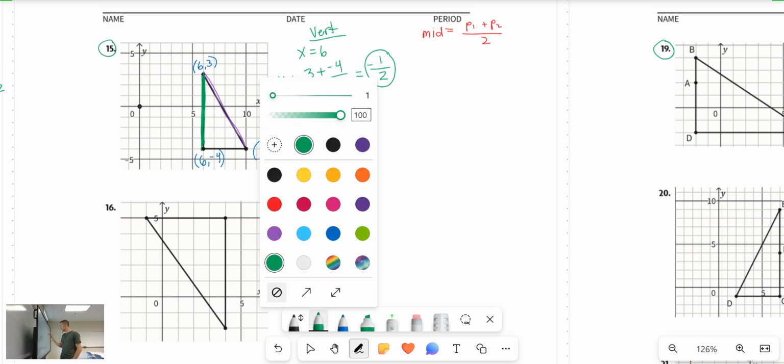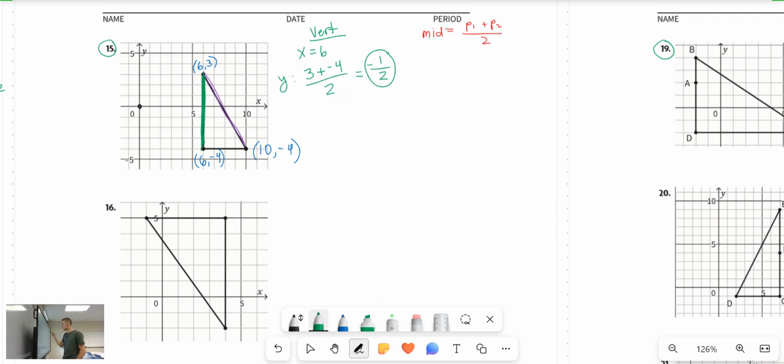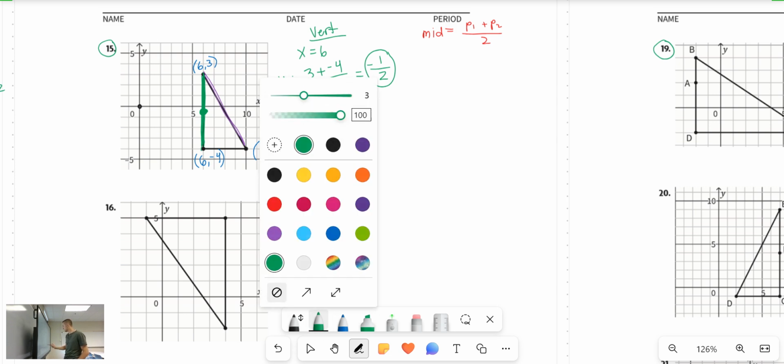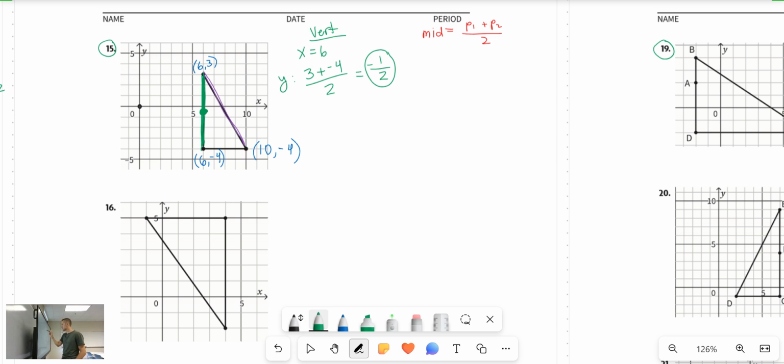So let's make this a little bit bigger. Let's go all the way to a 3, that'll work. So at negative 1/2 should be right around here. All right, and that point, that midpoint, has the coordinates 6, comma, I did not like that one. Let's try that again. 6, comma, negative 1/2. All right, so that's the midpoint of that line.